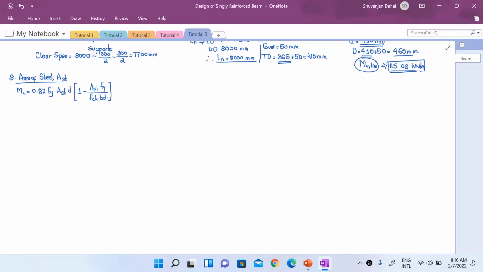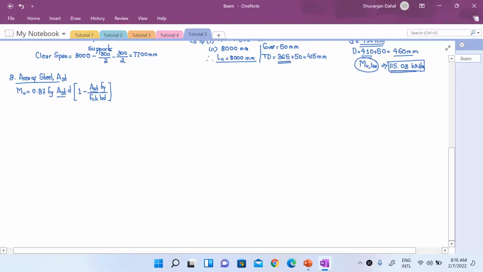So in this equation, everything is known except the value of Ast. So if you put the value of everything, then we will get a quadratic equation in Ast. For that quadratic equation, we will get two values for Ast, and we always have to take the lower value. So let me just replace all these symbols with their values.